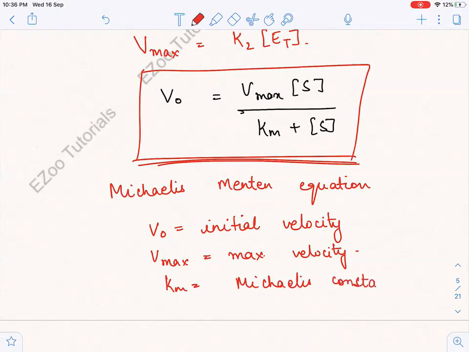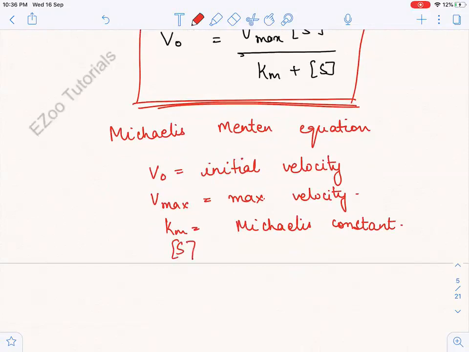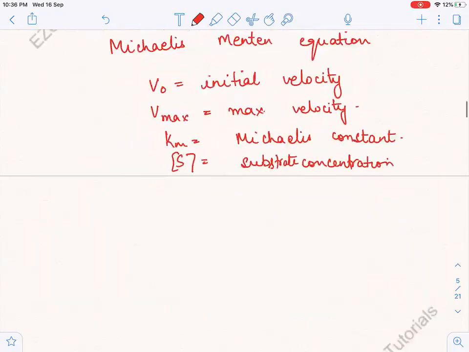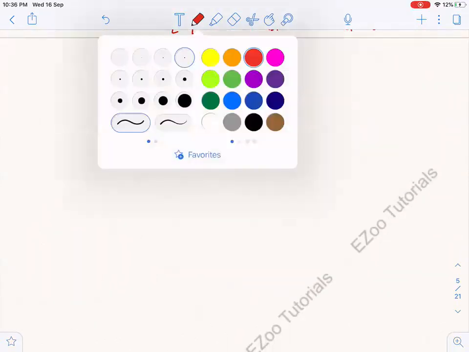Now let us do something more. S is the substrate concentration, right? This much is clear to you. We have got the Michaelis-Menten equation, and this is very, very important. Okay, now let us see one more thing.